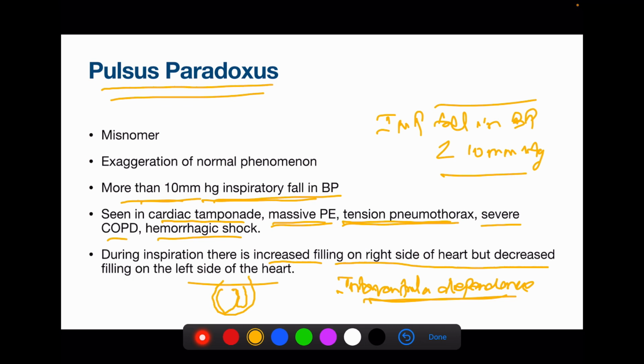Cardiac output is determined by the left ventricular output. Okay, cardiac output is directly proportional to the left ventricular function. So if the filling on the left side is decreased, obviously the cardiac output will be low, and you know that cardiac output is directly proportional to blood pressure. So as the cardiac output falls, the blood pressure also falls. That is actually a normal phenomenon, but it is exaggerated in certain conditions. And these are the conditions: cardiac tamponade, pulmonary embolism, tension pneumothorax, severe COPD, and hemorrhagic shock. Okay, it is an exaggeration of the normal phenomenon.